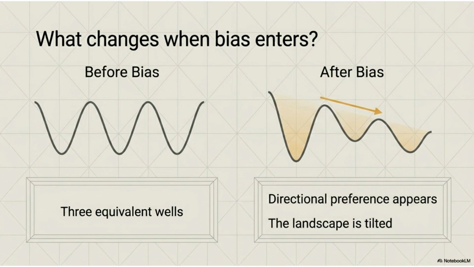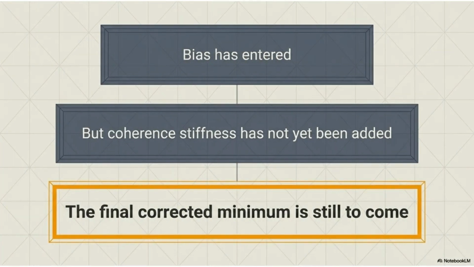When the bias enters, the landscape changes from 3 equivalent wells to a tilted potential. This introduces a directional preference, as seen in the right graph. The bias has now entered, but the coherent stiffness has not yet been added. The final corrected minimum is still to be determined.